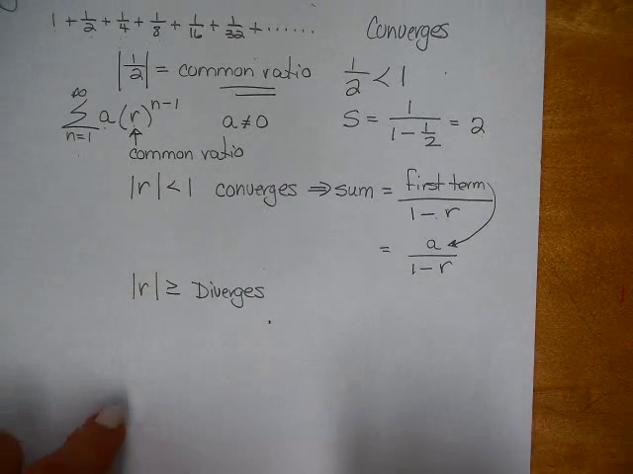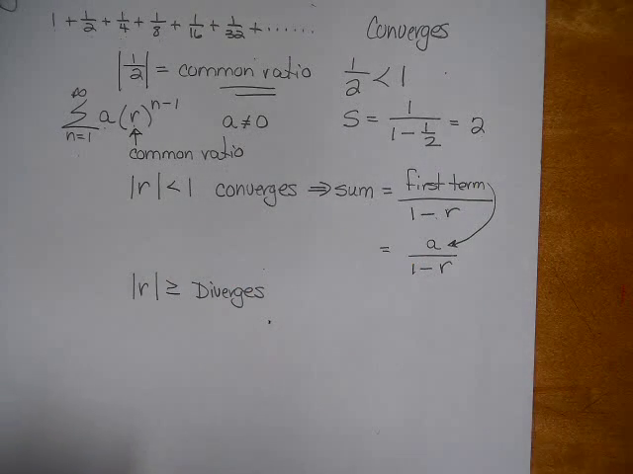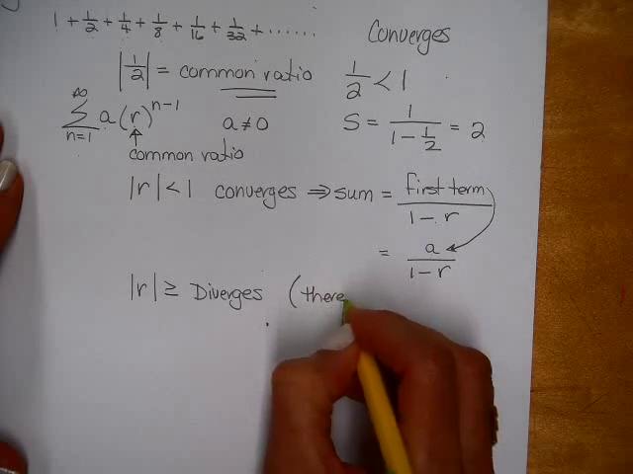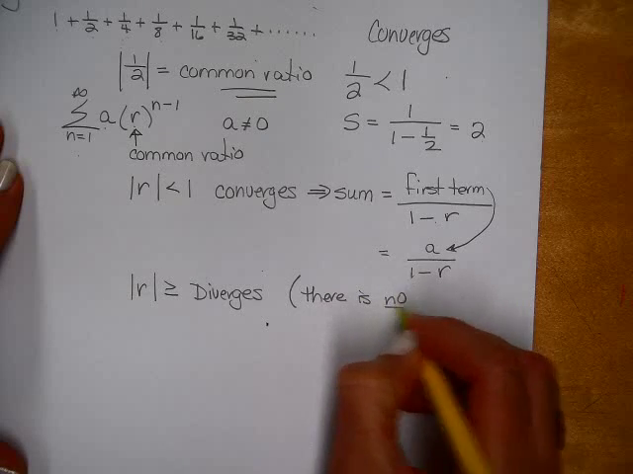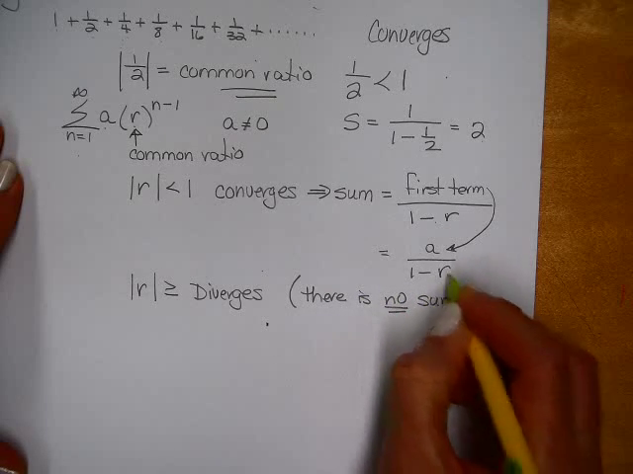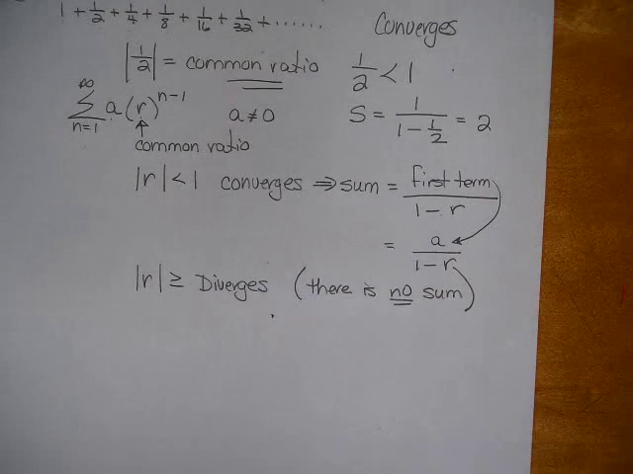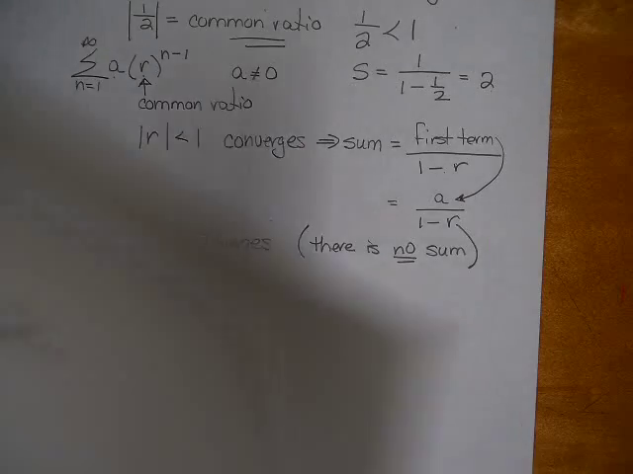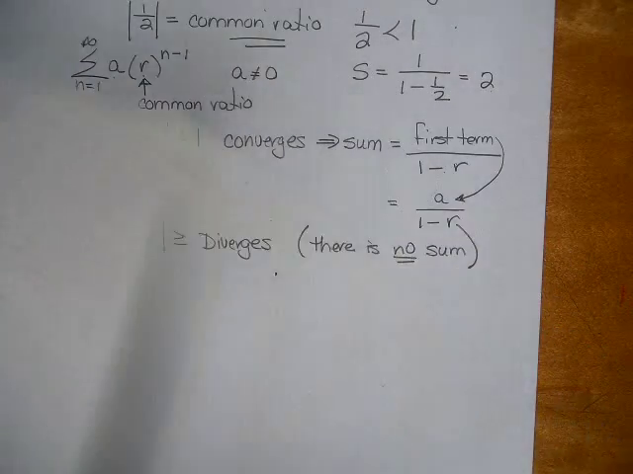If it diverges, it does not have a sum. Okay? If it diverges, there is no sum. It's going to infinity, it's going to negative infinity, or it's just going back and forth all over the place. Does it never kind of just go in the same area on the line?